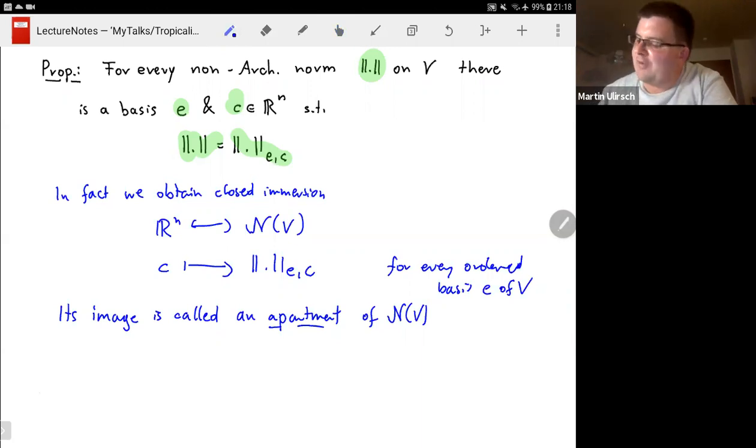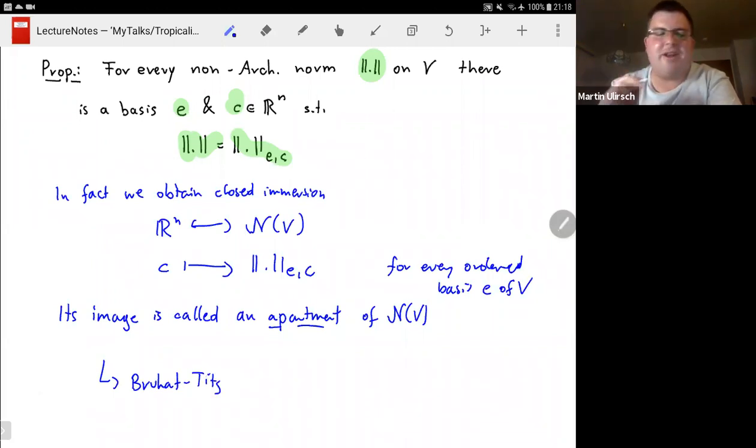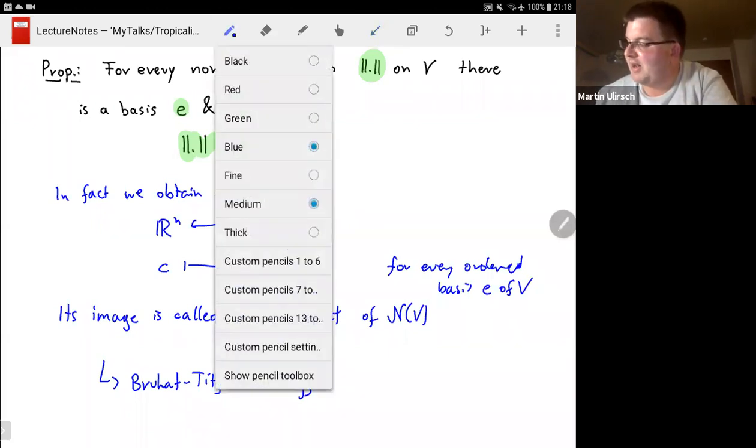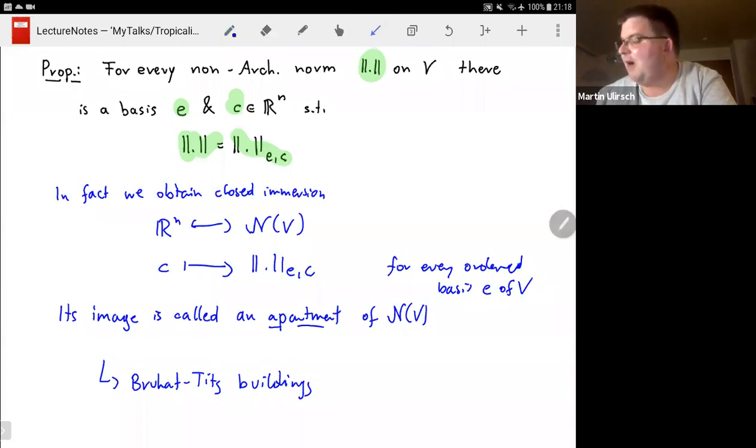And for people who are familiar, I'm just writing down the buzzword that will be very relevant when you want to generalize it to all kinds of groups. You have to work with this thing called Bruhat-Tits buildings that lets you generalize this in all kinds of other directions. But what we are doing sort of works best for GL_n, and that's why we're doing it. Notice, however, that such an apartment does not determine the tuple E comma C. For example, we could multiply each of the vectors here by some non-zero scalar, and we would get the same apartment.